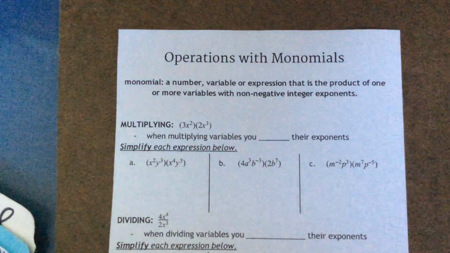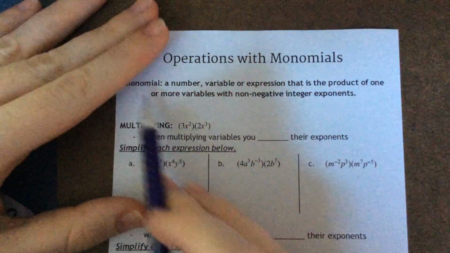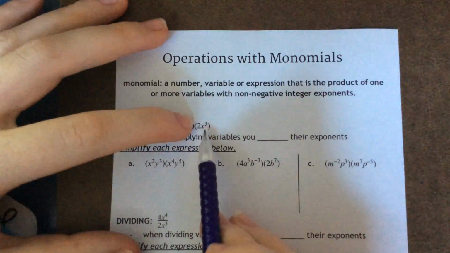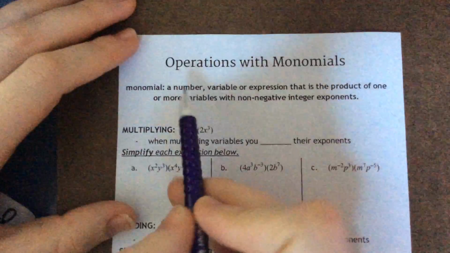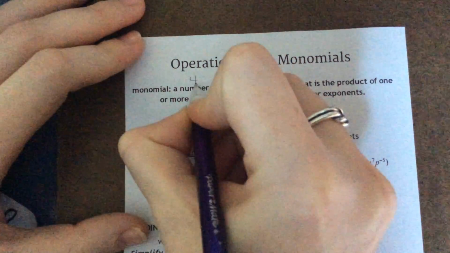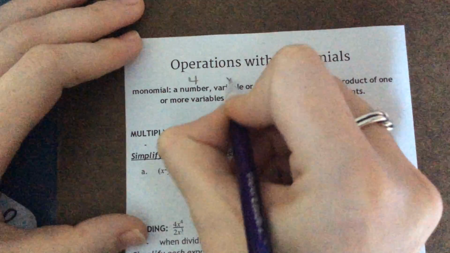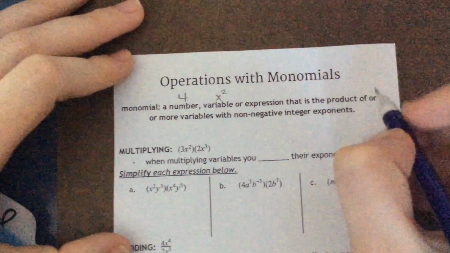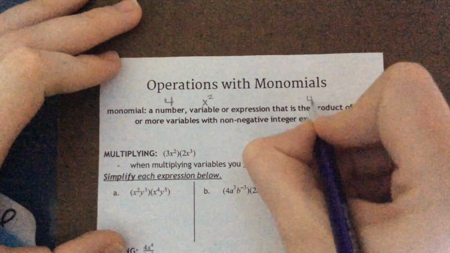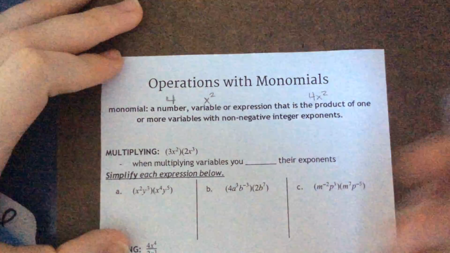We're going to talk about operations with monomials. A monomial is just a single term instead of having a couple things added together. This is just a term. It can be a number, like 4. It could be a variable, like x squared, or it could be the product of one or more variables or one or more numbers. So it could be 4 times x squared, which is 4x squared.